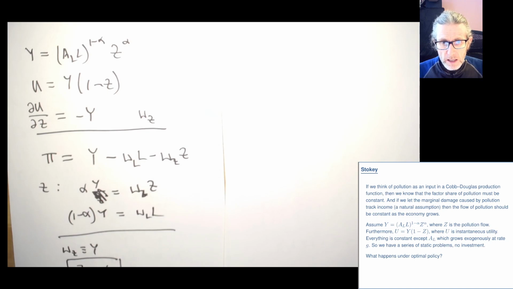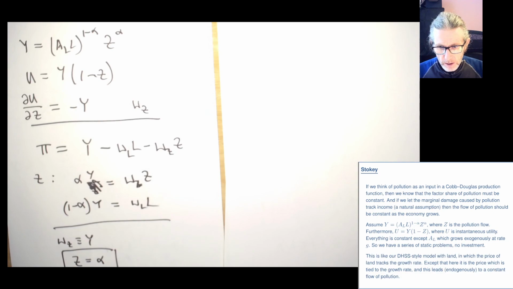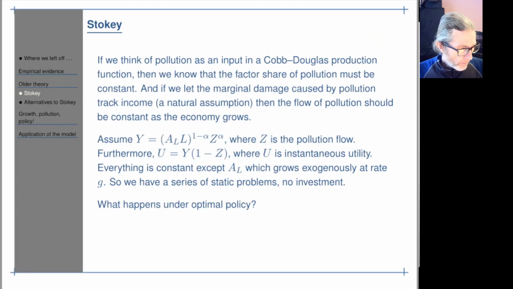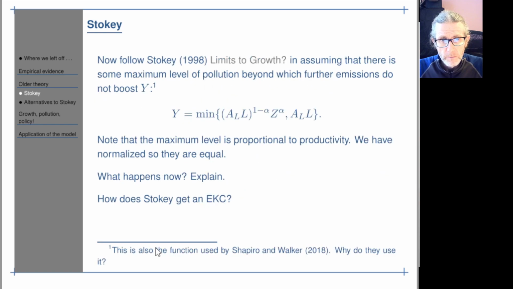So how do we get that result? So let's see what Stokey does. Okay, so what happens under optimal policy? Pollution is constant. So this is like our DHSS style model with land, in which the price of land tracks the growth rate. But here it's the price of pollution which is tied to the growth rate, and this leads endogenously to a constant flow of pollution. So what does Stokey do?